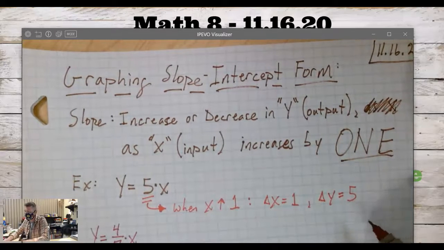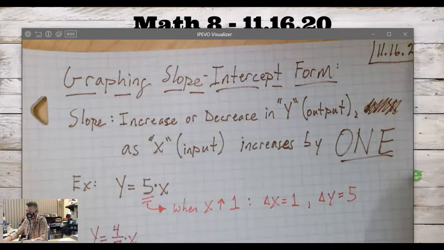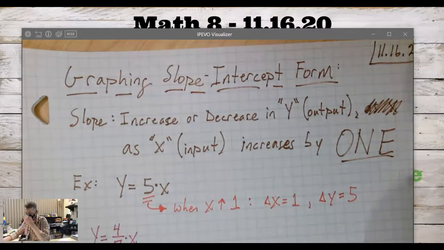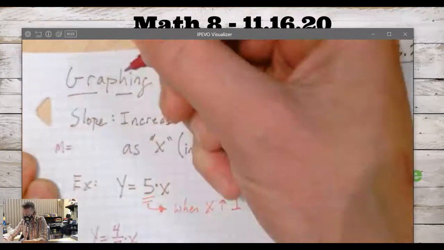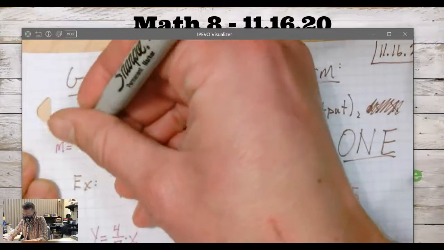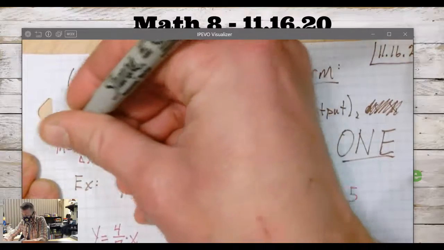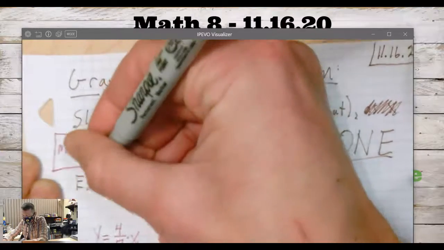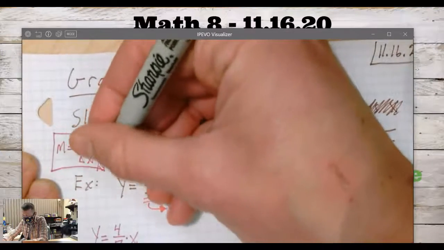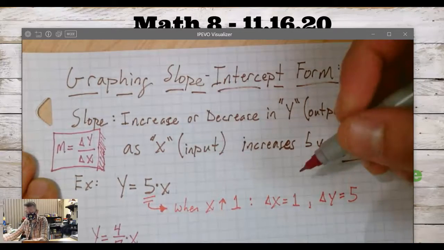Because 5 can be written as 5 over 1, and we said slope is change in y over change in x. If you need a reminder, you could write to yourself that m is what we call slope, and it is delta y over delta x, right? This is how we write it mathematically.